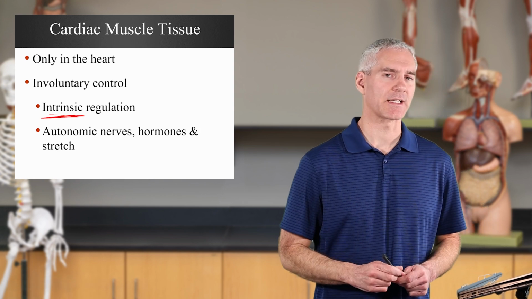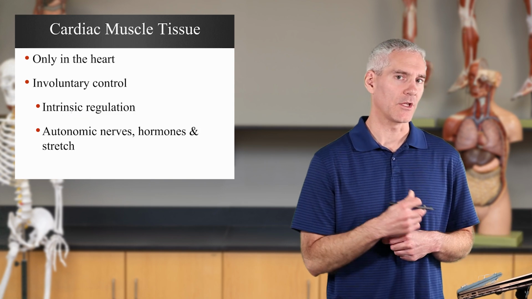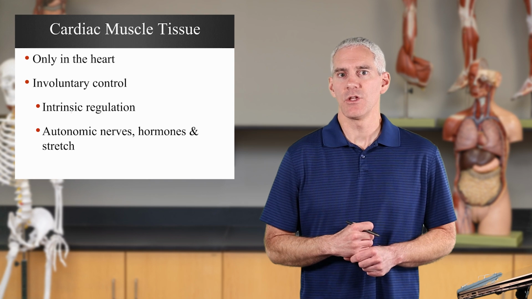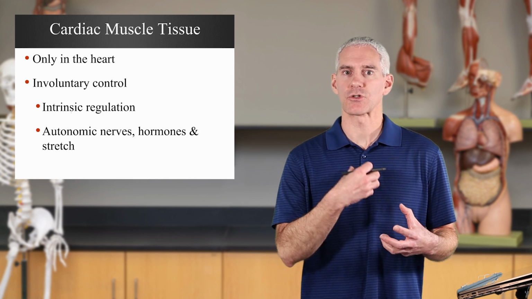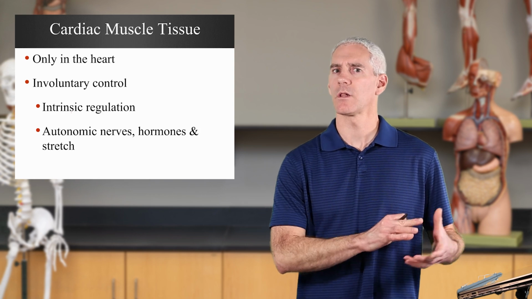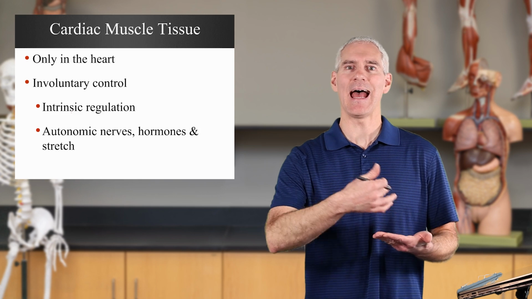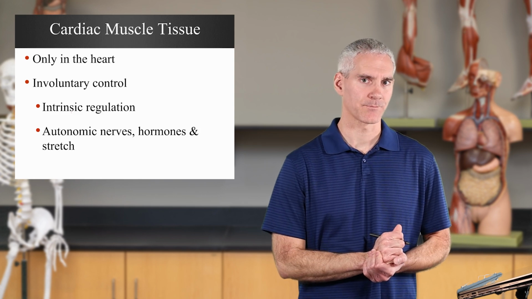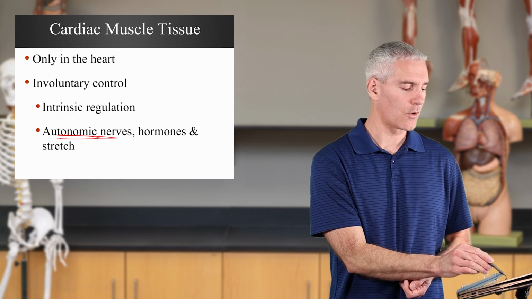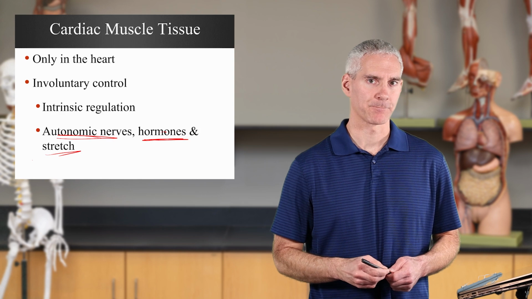Now, intrinsic means internal regulation. Your heart can control itself. You have these autorhythmic cells that help control the beat of the heart. But it doesn't work alone. So we have this intrinsic as well as extrinsic control. Extrinsic includes things like your autonomic nerves, your hormones, as well as stretch receptors.